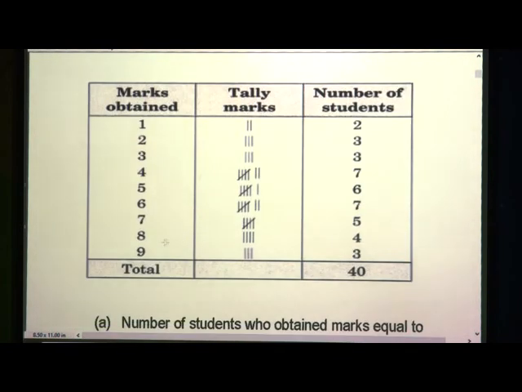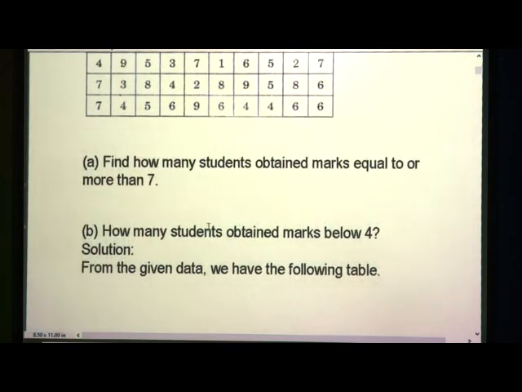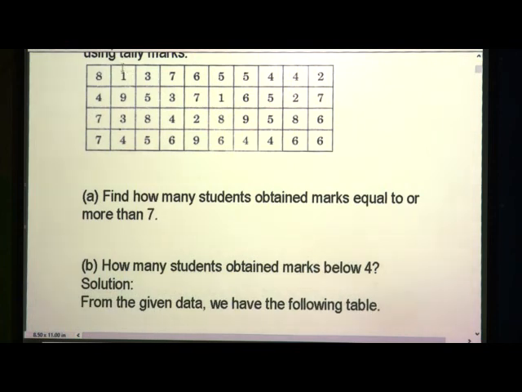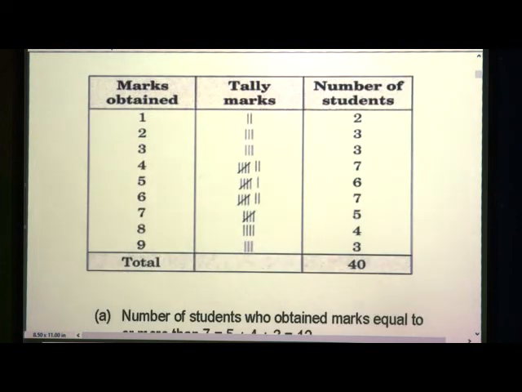So what we do here, this is the marks obtained, starting from 1 to 9, and total students are 40. So we need to see how many students obtain 1 mark. By seeing this table, this is 1 and 2. How many students obtain 1 mark? 2 students. So we are going to show this by tally marks. 2 lines indicate 2 students.